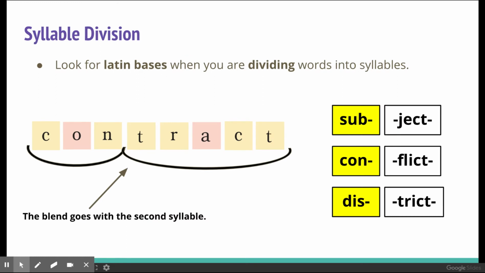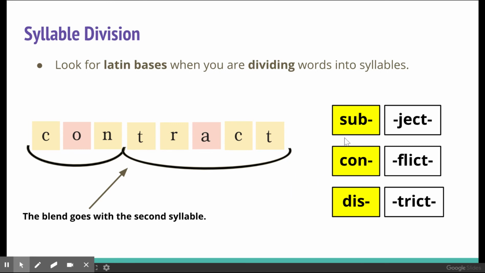So when we're breaking a word into syllables, we're going to look for Latin bases to help us to determine where to break them into syllables. So for example, we have this word here, con, we have a closed syllable, tract, another closed syllable. And if you notice, this is one of those cases where we have our two vowels and there are three consonant letters between them. So we know that usually that blend goes with the second syllable. We also know that tract is one of our word elements or Latin bases. So this word, like I said, is contract.